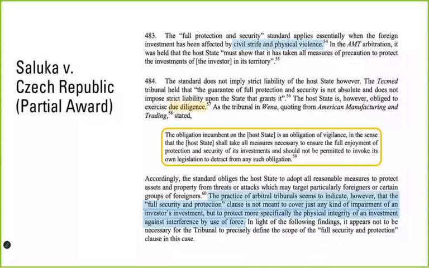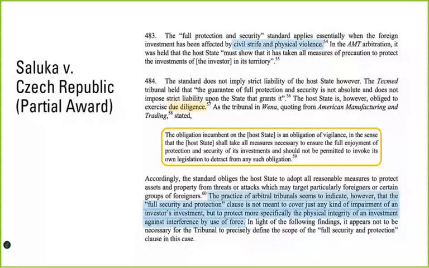And you continue with the blue here. The full security and protection clause is not meant to cover just any kind of impairment of an investor's investment, but to protect more specifically the physical integrity of an investment against interference by use of force. So here the tribunal followed the same line and said it's only against physical security. It's not any kind of security.